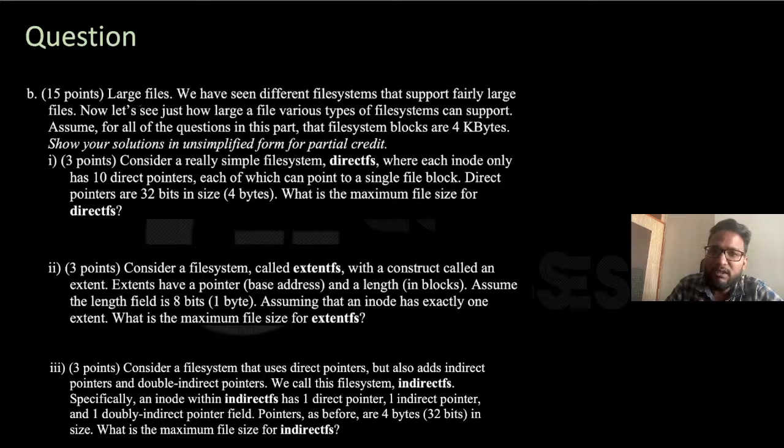What they're saying is that there are large files, and we have seen different file systems, right? Till now we have seen three file systems. One is contiguous, one is linked, another one is indexed. Now let's see how large a file the various file systems can support. This question is very important in the sense that it covers all the variations. So till now we have seen 3 plus 3, 6 methods.